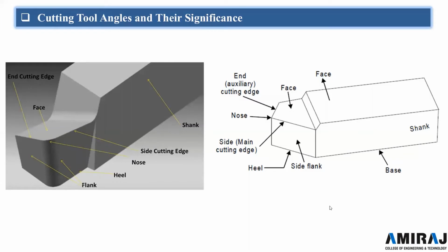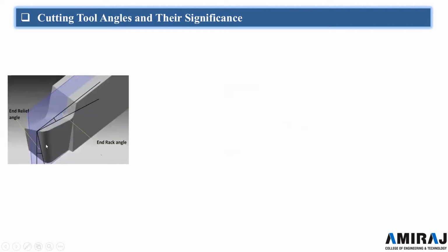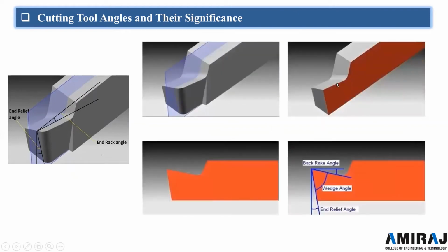We will discuss them one by one in detail, what the various angles are, and how we are going to define them. Next, if we take a cross section of this tool, it will look like this. This will become the side view, or rather the front view if the view is from this side. From this section we get two angles: the back rake angle here, and the end relief angle of the cutting tool.